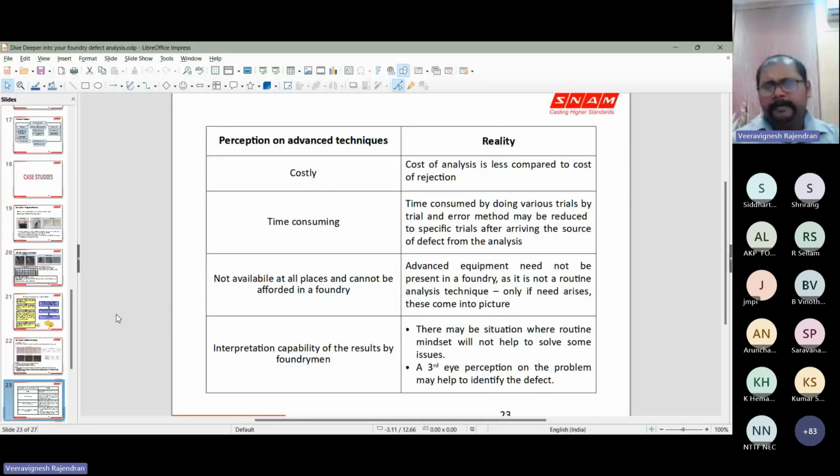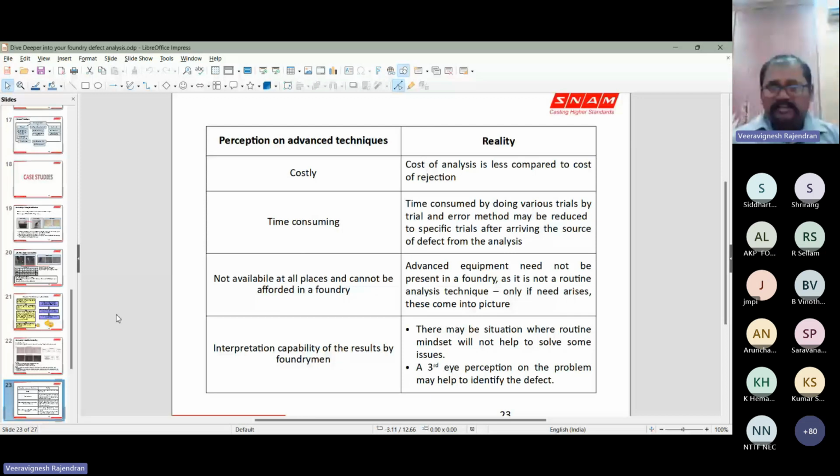Interpretation capability of the results by foundrymen is said to be not available, or difficult. Sir, everybody should develop the intellectual knowledge, or we should keep updating ourselves. The root cause analysis for the blowhole defect 10 or 15 years ago could have been different, and with the knowledge available today, it should definitely be different. It should be more refined. You should be able to list down all the possible causes, because the world is growing, and you cannot say that no information is available today.